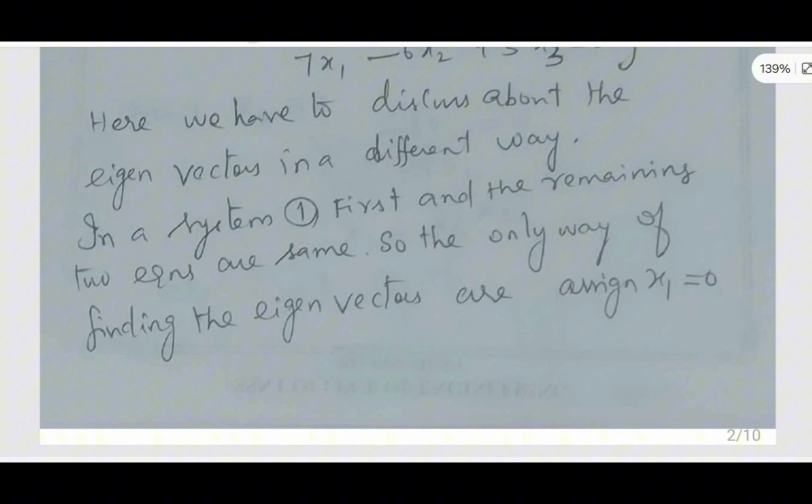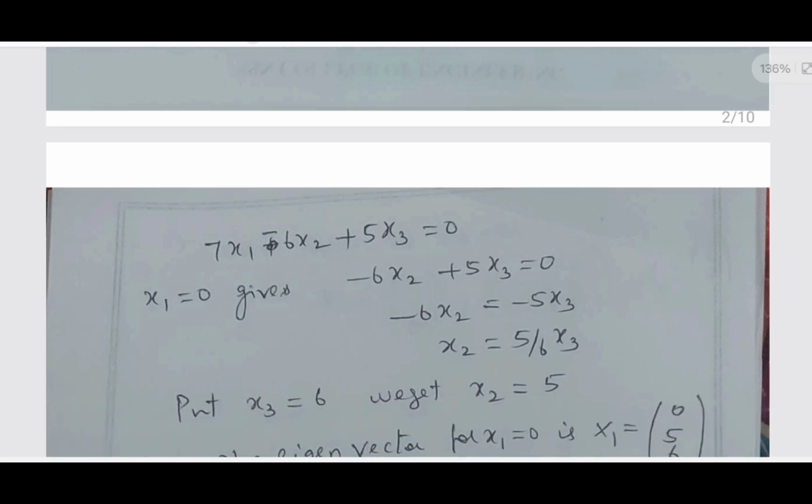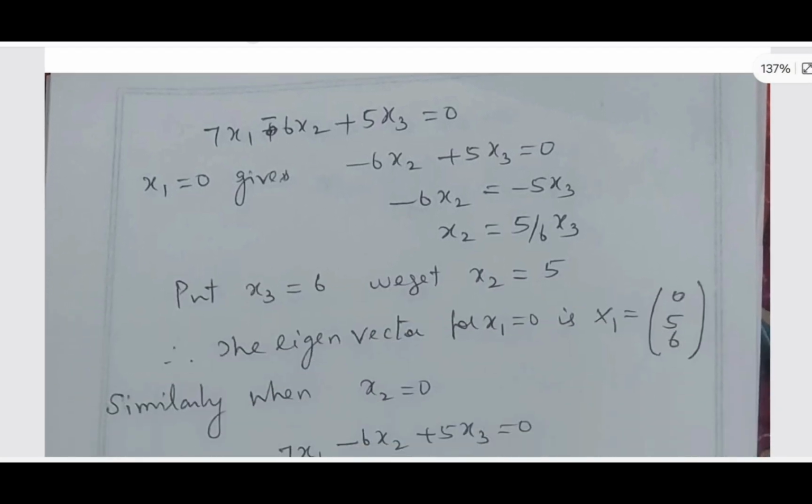So I started with putting x1 equal to 0, so that any equation you can take among the three. I have written the equation, I put x1 equal to 0. So you'll get the remaining equation minus 6x2 plus 5x3 is equal to 0. So you get minus 6x2 is equal to minus 5x3. The minus on both sides gets cancelled. We'll get x2 is equal to 5 by 6 x3.